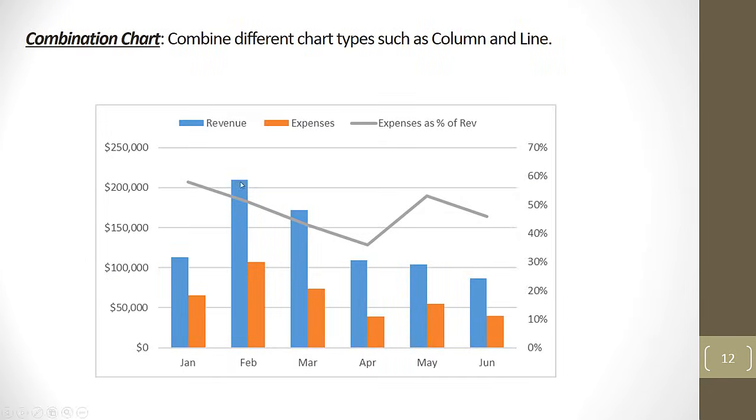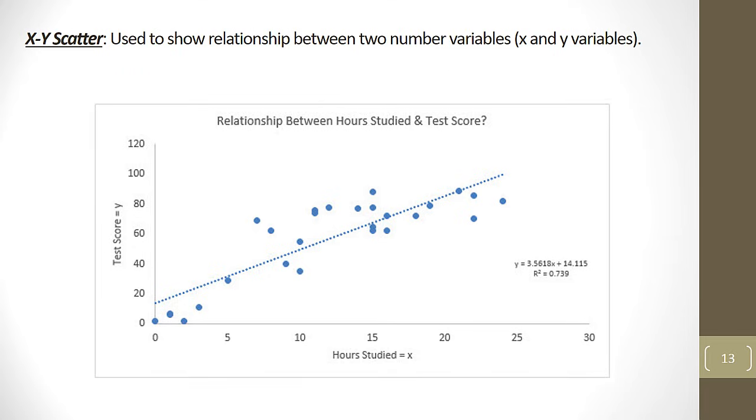We are certainly allowed to combine columns and lines. And this is a great chart because notice the axis over here is in dollars and goes from 0 to 250,000. And over here, it's percentages, in essence, from 0 to 1. So we have two different axes, each with a different scale. Next chart is the XY scatter chart.